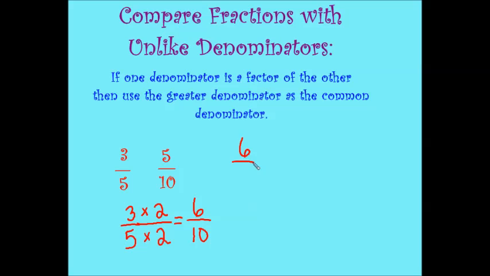I can rewrite the fractions. 3/5 is the same as 6/10, and I can leave 5/10 alone. If the denominators are the same, you compare the numerators. The greater the numerator, the greater the fraction. So 6/10 is greater than 5/10. Since 6/10 is the same as 3/5, this also means that 3/5 is also greater than 5/10.